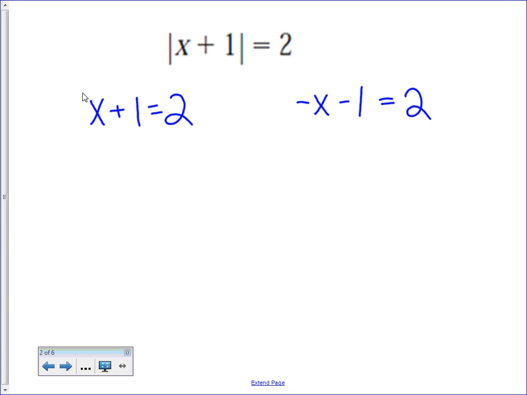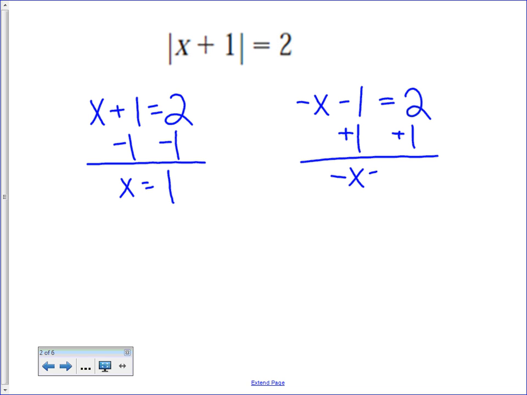X plus 1, we are going to subtract 1 from both sides of our equation, leaving us with x equals 1. Then we go to our second equation. To get x by itself, we add 1 to both sides of the equation. We get negative x equals 3. To get rid of our negative, we multiply by a negative 1 on both sides. A negative x times a negative 1 gives us a positive x, and a 3 times a negative 1 gives us a negative 3. Both answers are a solution to our equation.